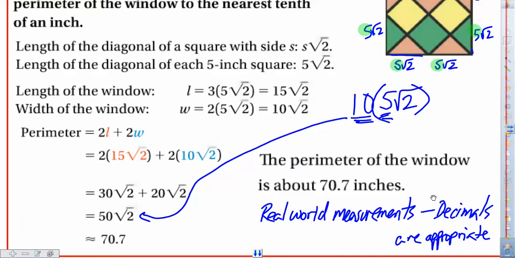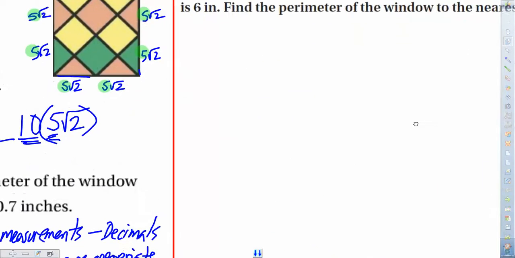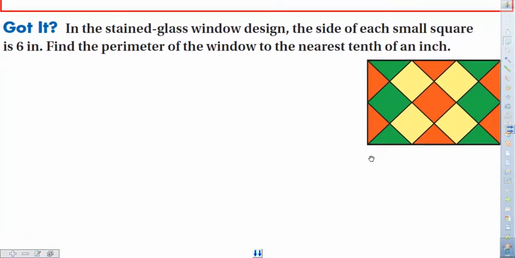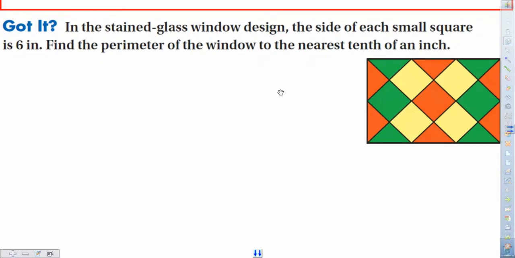If you're doing real world measurements, let's use some decimals here. Alright, so looking at this problem over here. Stained glass window. Trickier. Wait a minute. Now it just says that it's 6. 6. Find the perimeter of the window to the nearest 1/10 of an inch.